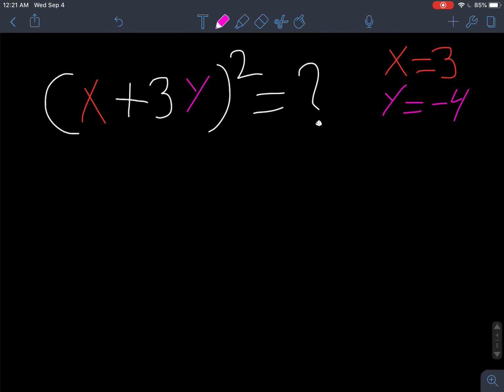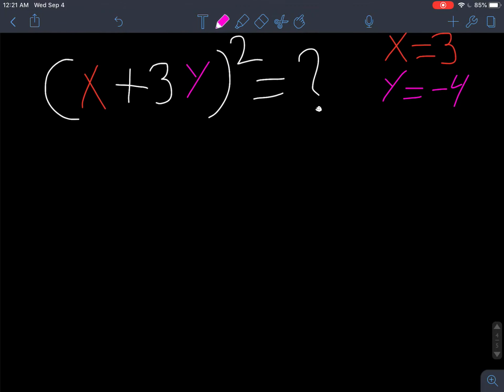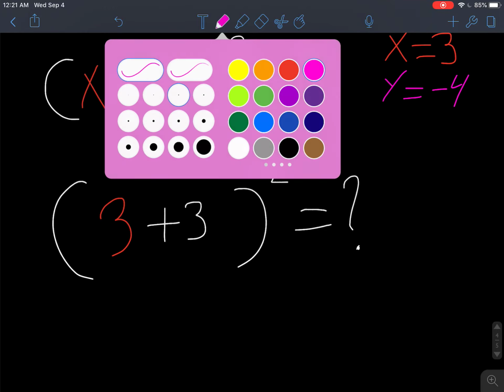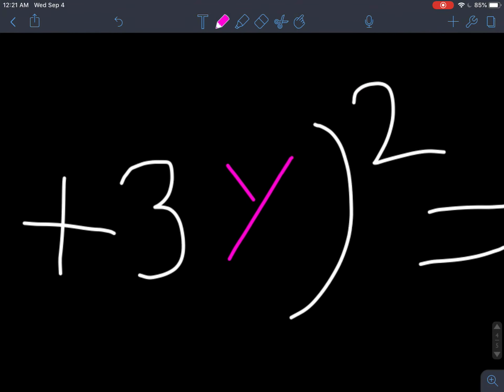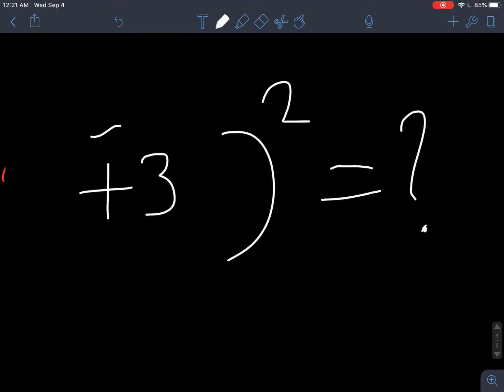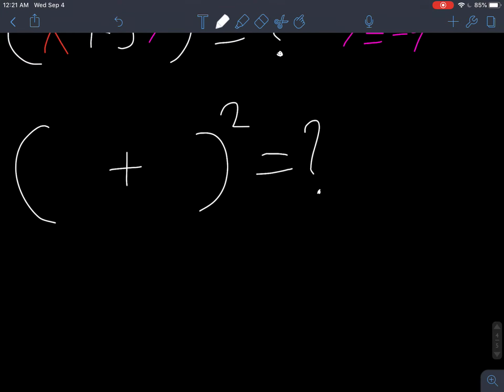Remember, all you have to do now is just plug it in basically. Plug the x in, plug the y in. So x is 3 and y is -4. But remember, this right here means they're being multiplied, right? What you can do to help you keep track of the signs, if you're multiplying by a negative, you can always add your own parentheses. It's not a big deal.